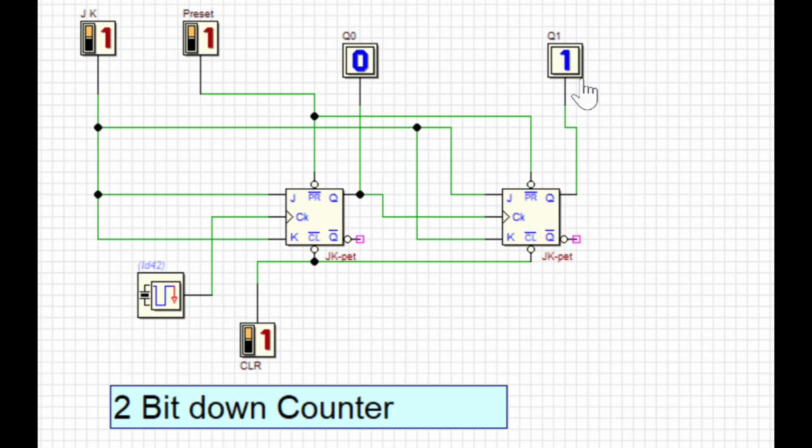Now you can see the counting starts from 3, then 2, 1, 0. Again it goes to 3, then 2, 1 and 0. This is my MSB and this is my LSB. If you look clearly, this is counting in the downward direction, 3, 2, 1, 0 and 3. This is for 2-bit. If you increase to 3-bit, you are going to add one more flip-flop.